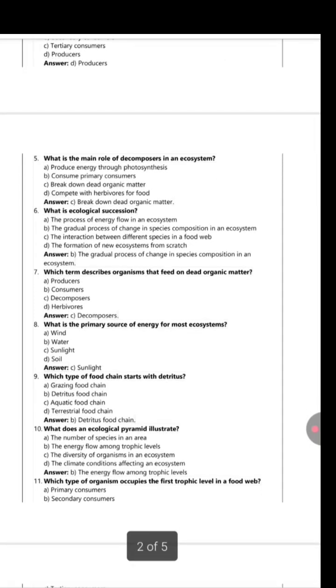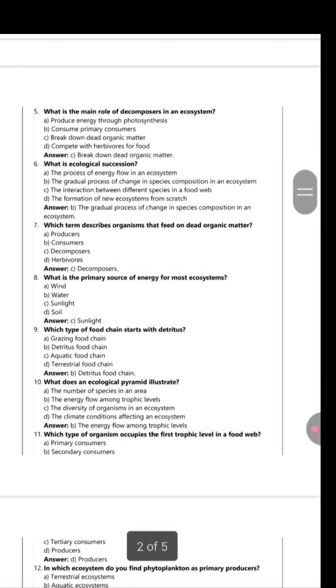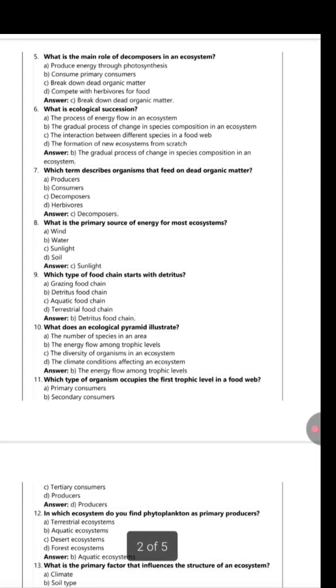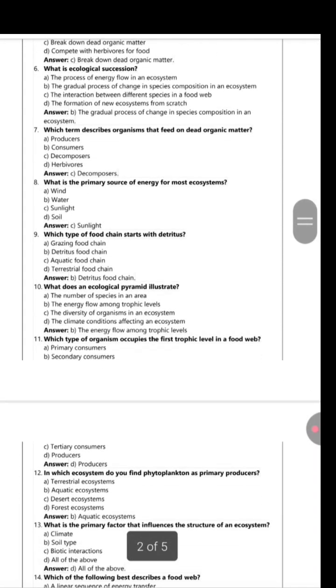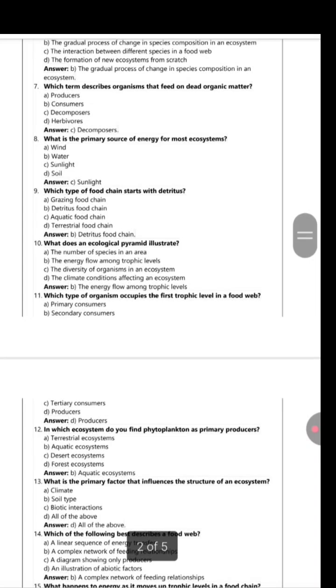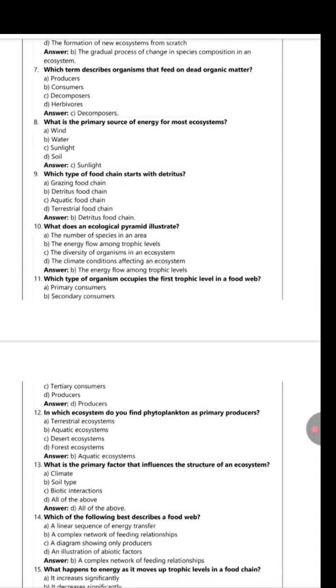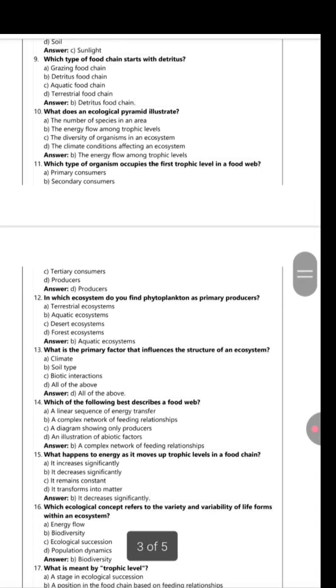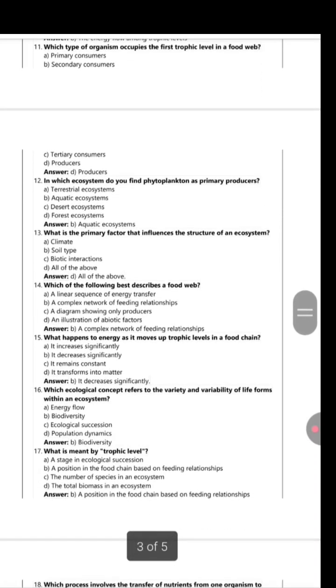What is ecological succession? The gradual process of change in species composition in an ecosystem. Which term describes organisms that feed on dead organic matter? Decomposers. What is the primary source of energy for most ecosystems? Sunlight. Which type of food chain starts with detritus? What does an ecological pyramid illustrate? The energy flow among trophic levels. Which type of organism occupies the first trophic level in a food web? Producers.